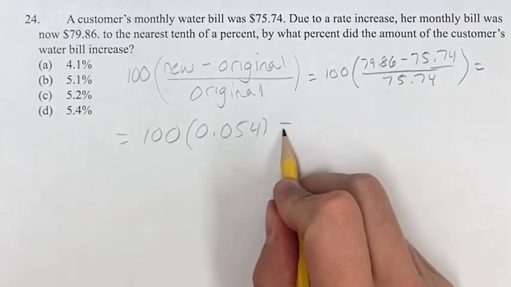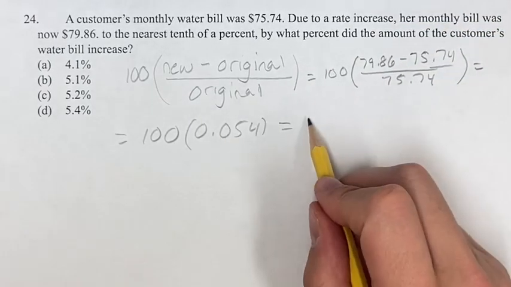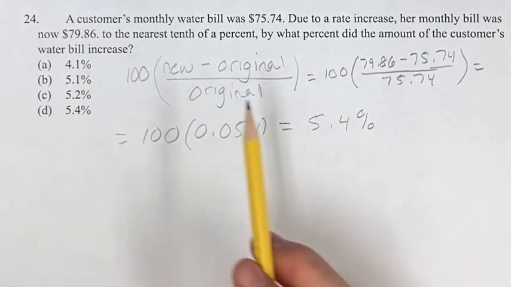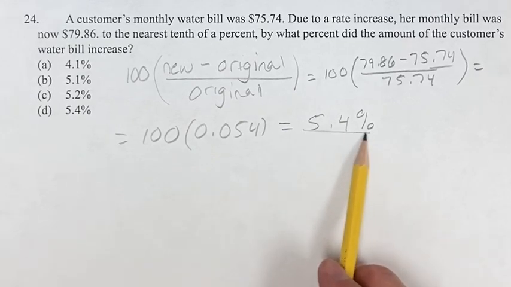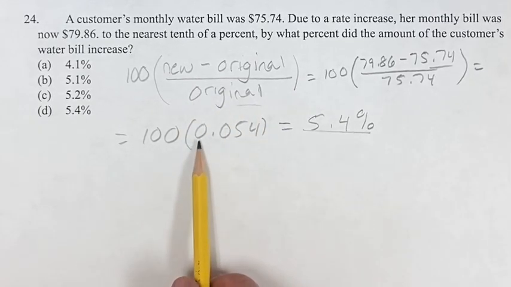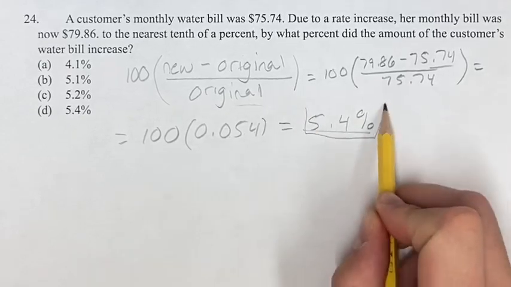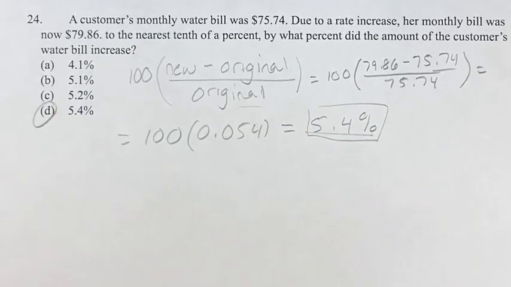And to get this into a percentage, we have 100 times that, which gives us 5.4%. And this is saying the difference is 5.4% of the original. In the same way, this is saying this was 0.054 times the original. So your final answer is 5.4%, which means you're going to get to D.